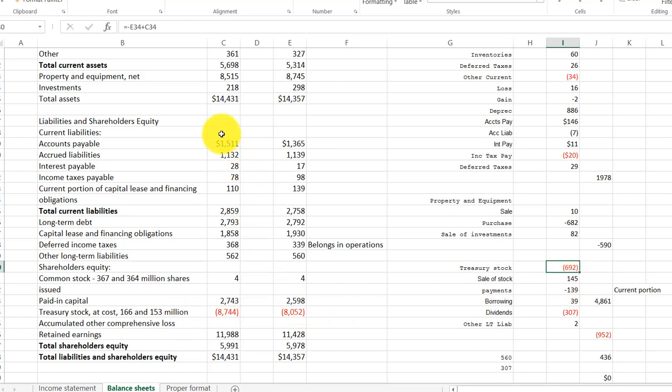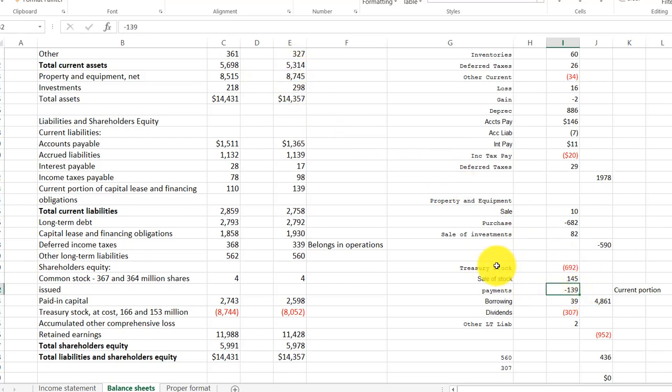So at this point, we've dealt with all the current liabilities except for current portion. We've dealt with deferred income taxes, and again, you want to keep track of it. We've dealt with investments changing, property, equipment changing, and all current assets.